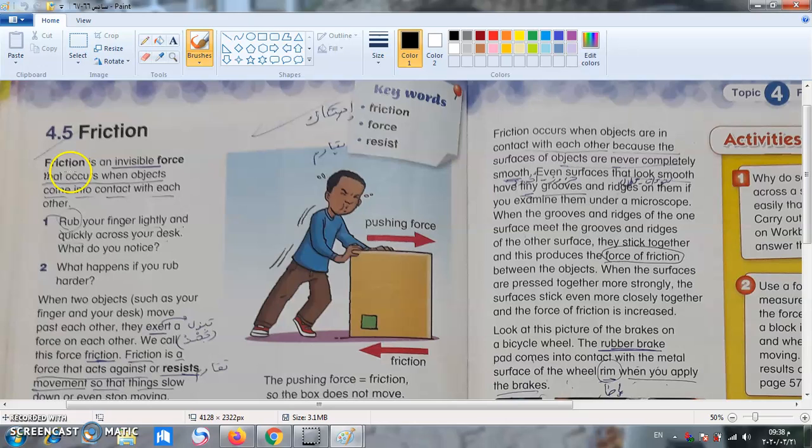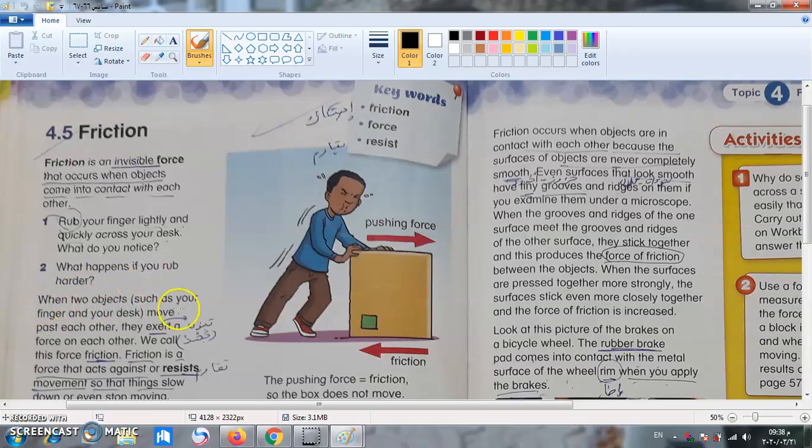So the word friction means, as we said, an invisible force that occurs when objects come into contact with each other. When we have two objects in contact with each other, okay? This is called the invisible force, or friction. We have two examples: rub your finger lightly and quickly across your desk. What do you notice? And the other one, what happens if you rub harder? If you rub your hand on the desk harder, what can you notice?